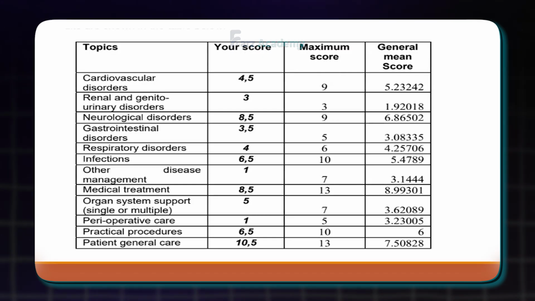So these are the side topics which you usually don't cover. You directly go for cardiovascular, neurology, GI, respiratory, but much focus is on organ system support, perioperative care, practical procedures, and patient general care, which most students neglect. The scoring systems are very, very important. Many MCQs you will get on scoring systems in the EDIC exam. So I would recommend you don't neglect those topics and try to read them for EDIC.